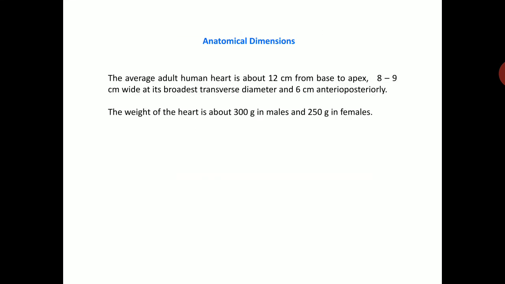So anatomical dimension: the average adult heart is about 12 centimeter from base to apex and 8 to 9 centimeter wide at its broadest diameter, the transverse diameter, and 6 centimeter anterior posterior diameter. Weight of the heart is near about 300 gram in males and 250 gram in females.